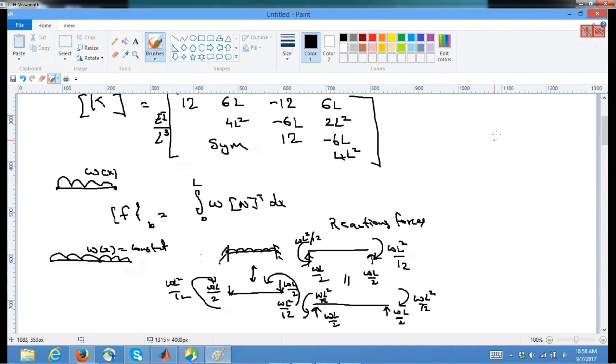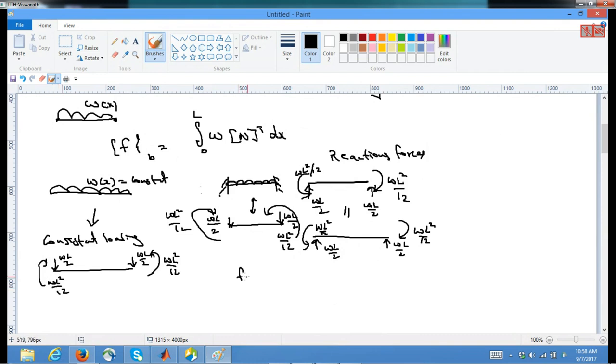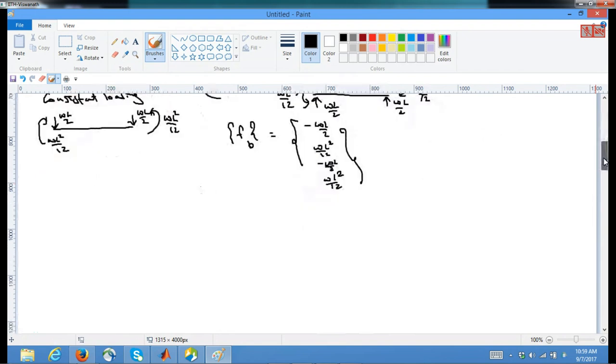So when we have this one, we say that the consistent loading, F loading, is taken as minus WL by 2 and W. This was the consistent loading for this case when W of X is a constant. Most of the time people use this method.